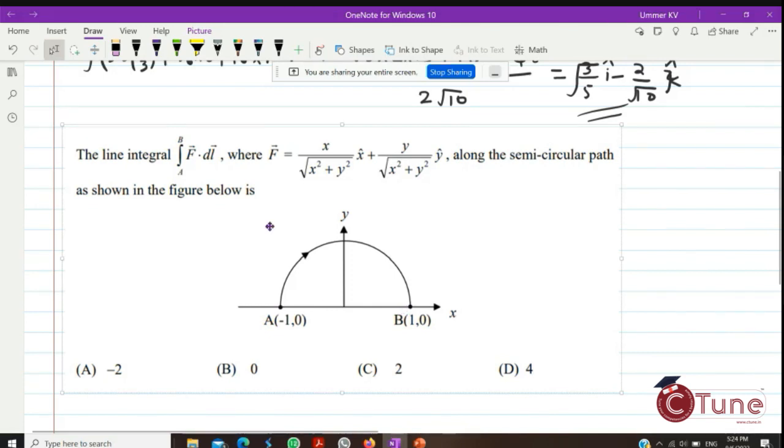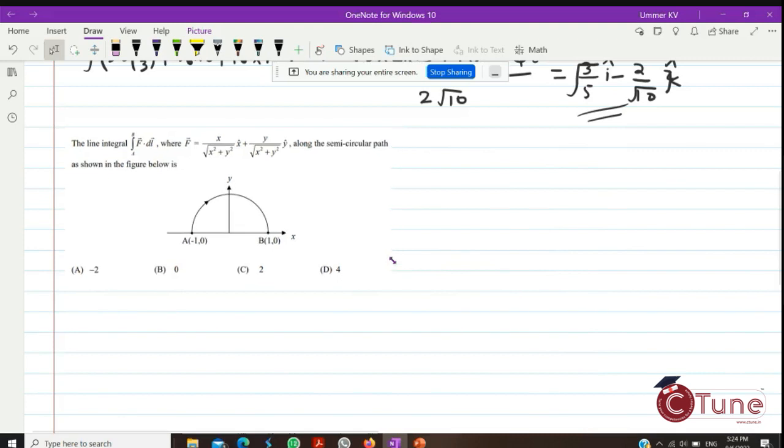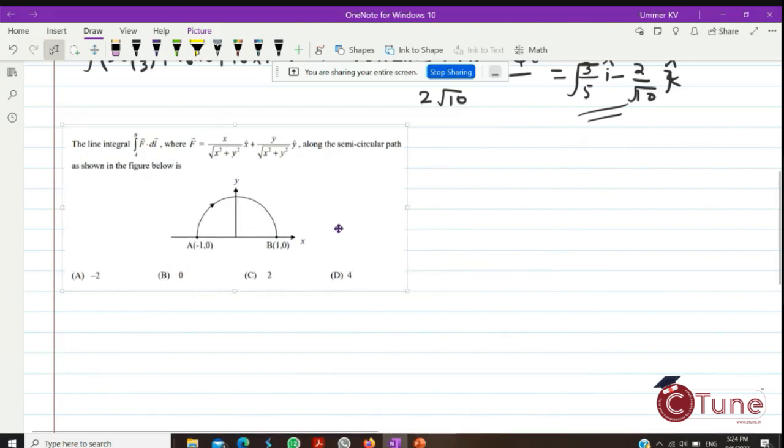So you know the equation for a circle is x square plus y square equal to radius square, right? So we can solve this question. Here we want to find out this line integral f dot dl, right? And for the answer we have 4 options.